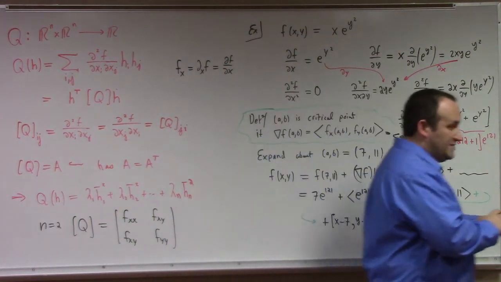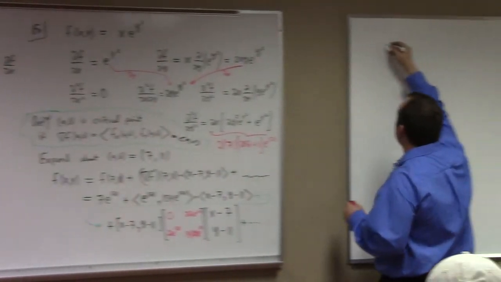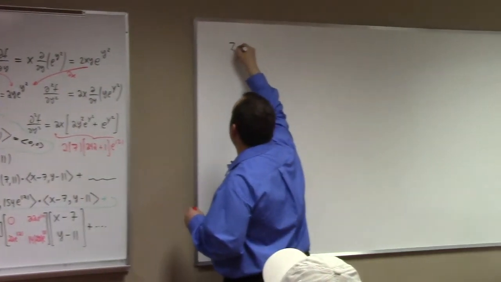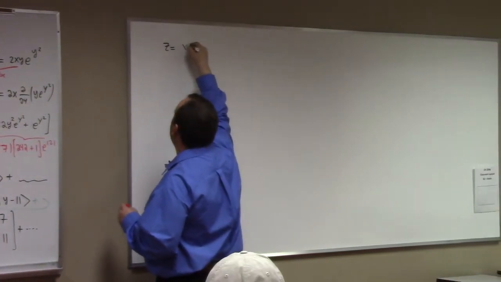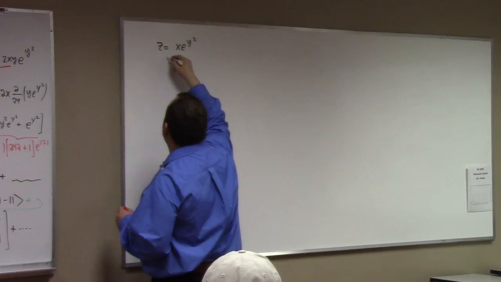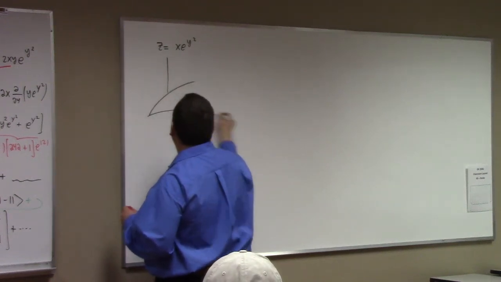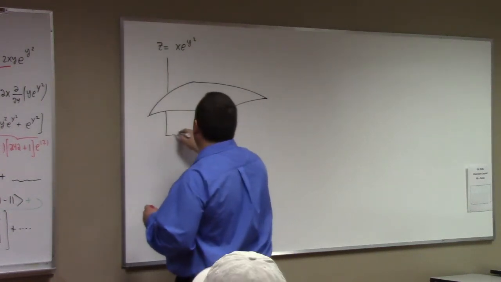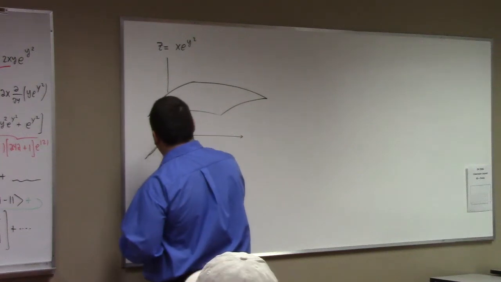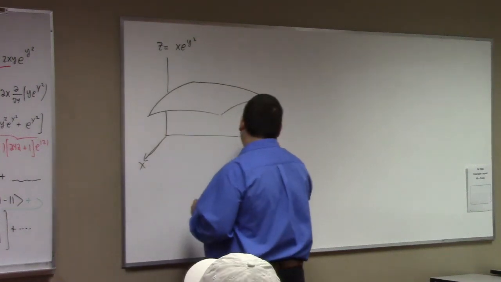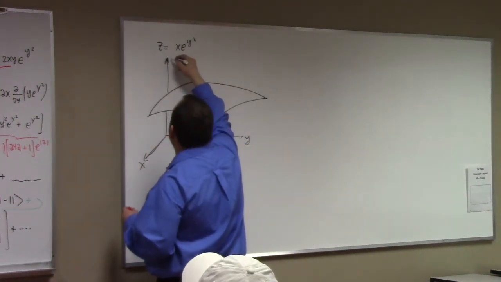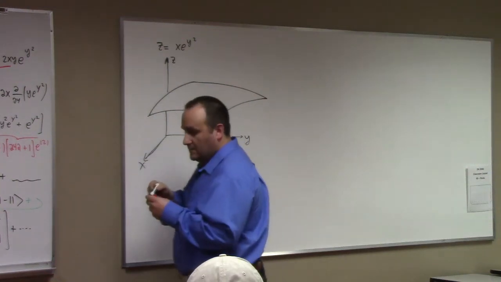So what that means, guys, is that if you were to think about the graph of z equals x e to the y squared, right? That would be some kind of, I don't know what it looks like, whatever. All my graphs kind of look the same. But it would look something like this, yeah? And so you can understand what we're doing geometrically.